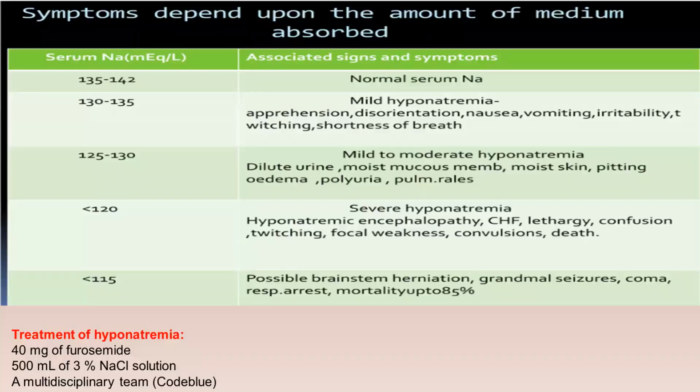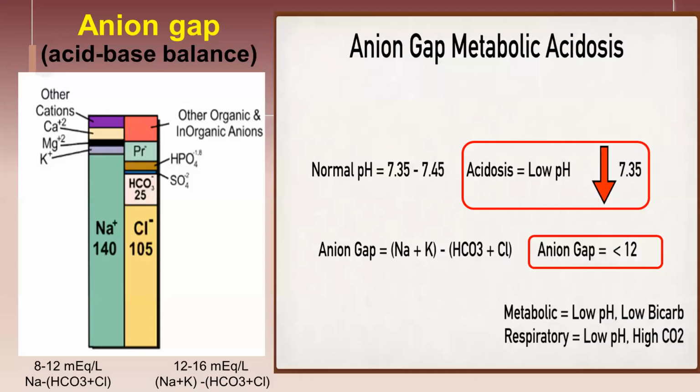And of course, hyponatremia is when the normal serum sodium of 135 to 145 decreases below this range. Less than this level can be mild, moderate, or severe, and it is treated by hypertonic solution like 3% saline, in addition to diuretics, and it needs a multidisciplinary team.